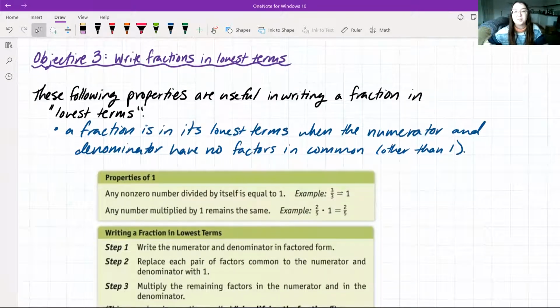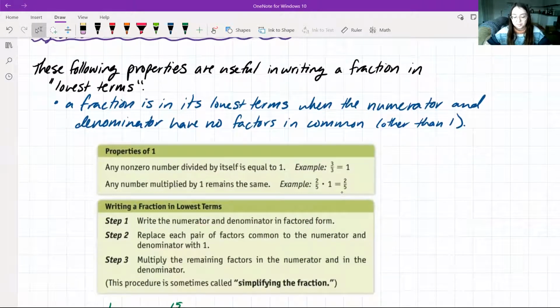All right, so on to objective 3. We want to write fractions in lowest terms. The following properties are useful in writing a fraction in its lowest terms. A fraction is in its lowest terms when the numerator and the denominator have no factors in common other than 1. This just means that you can't simplify your fraction any further.